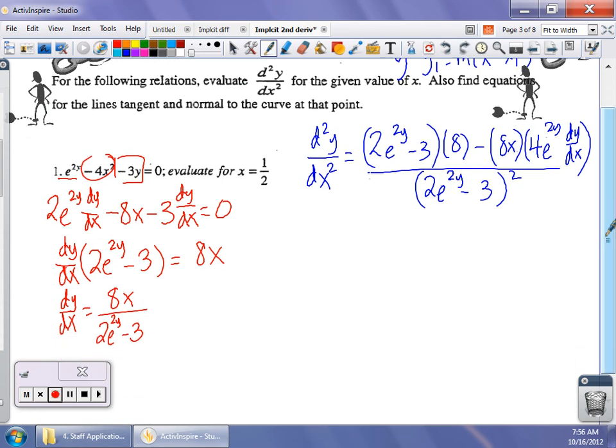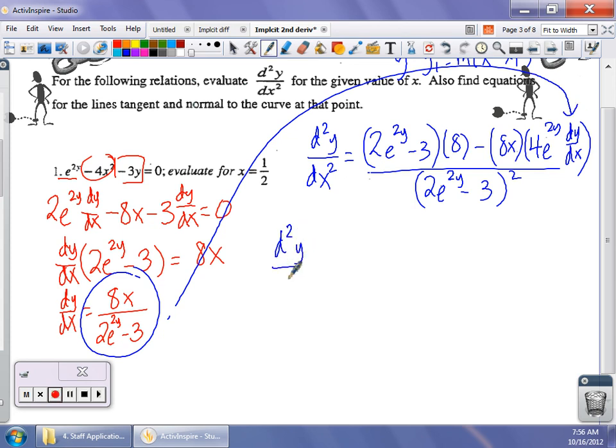The last thing I'm going to need to do on this second derivative, though, is replace. Now, this is going to get a little bit messy because we're going to have a complex fraction. This is dy/dx, so it's going to come over here. So I'll have d squared y over dx squared, and no, they're not always this messy. So I have 2e^(2y) minus 3. Why don't I go ahead and distribute that since I'm at that point. So if I distribute the 8, I'll have 16e^(2y) minus 24 minus 8x times 4e^(2y).